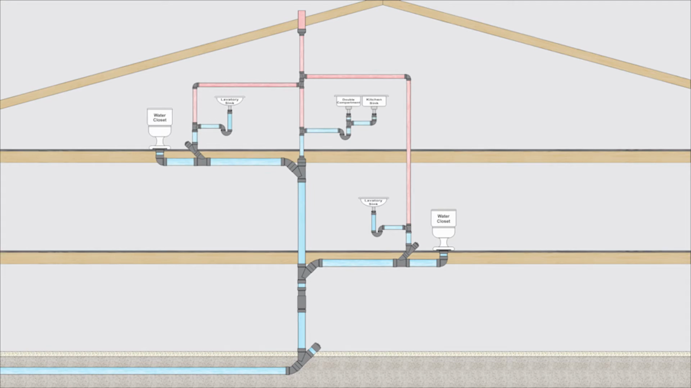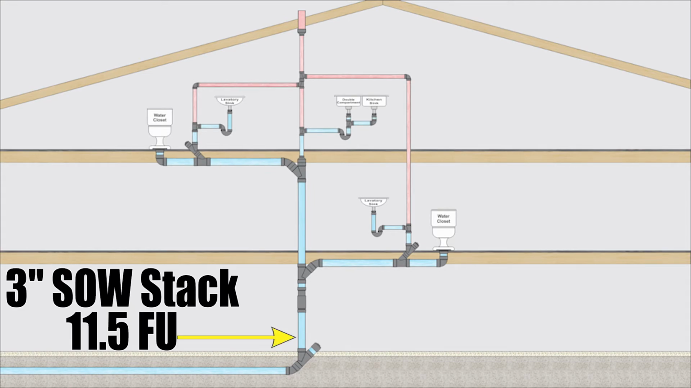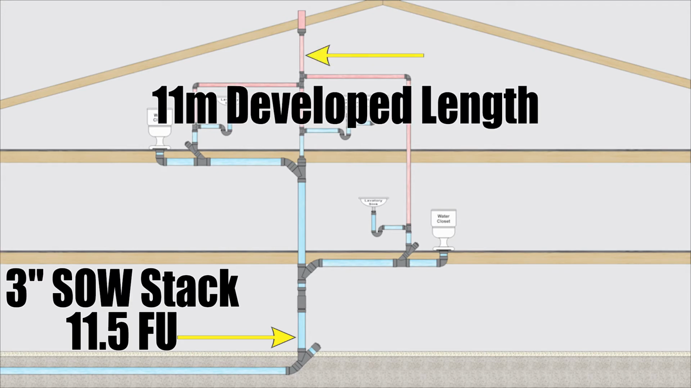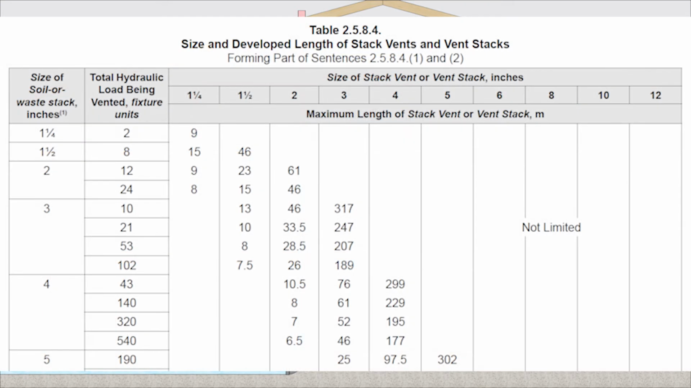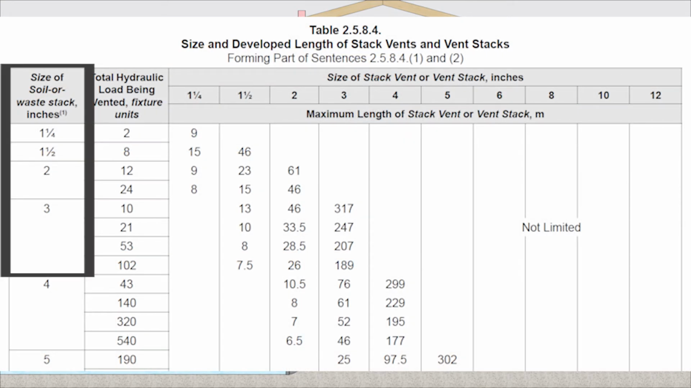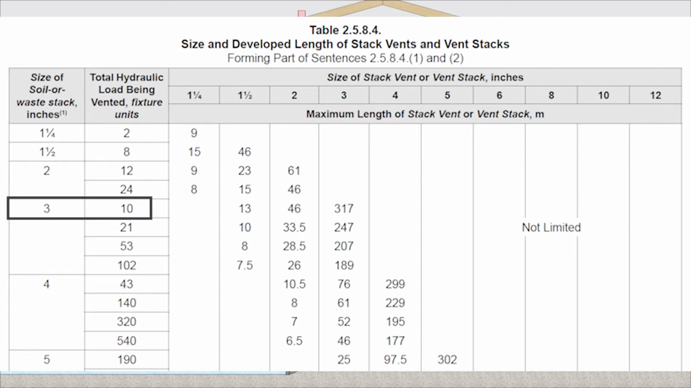For our third example, we have a 3-inch soil and waste stack at its base with 11.5 fixture units and a developed length of 11 meters. Yes, it is not to scale. So we reference table 2584. I go down to a 3-inch soil and waste stack. I come across to 10.